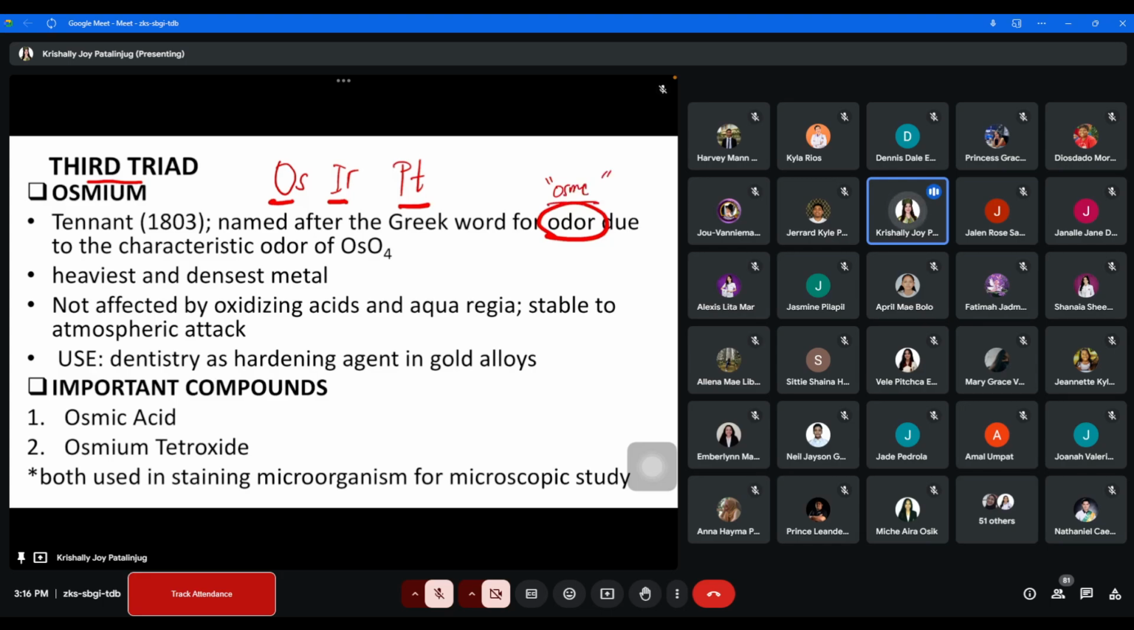That means odor. So it describes the characteristic odor of osmium tetroxide, the heaviest, the densest metal, that's osmium. These two important compounds on the list are both used in staining microorganisms for microscopic study.